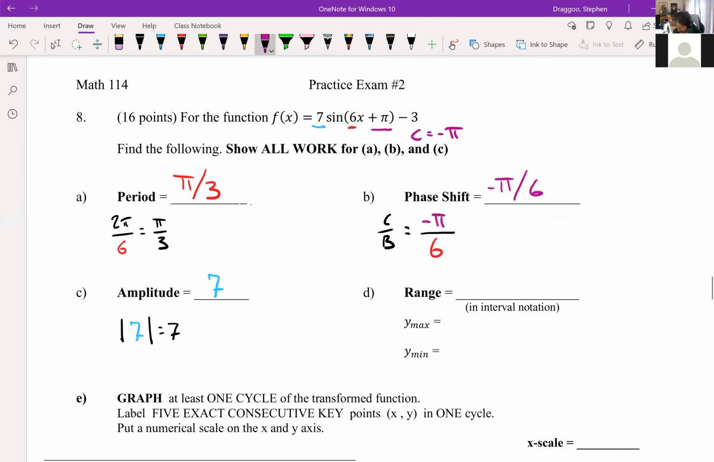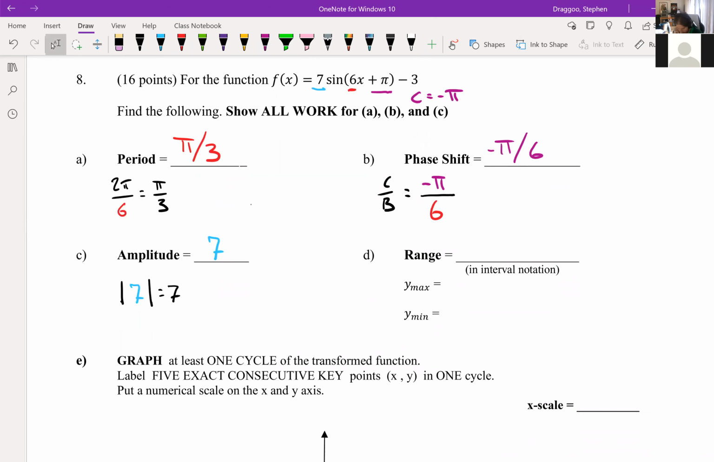Up next, we're looking for our y max and our y min. So we'll start with -3 on both of these guys. And in one case, I'll want to add 7. In the other case, I'll be subtracting 7. Which should get us 4 and -10.